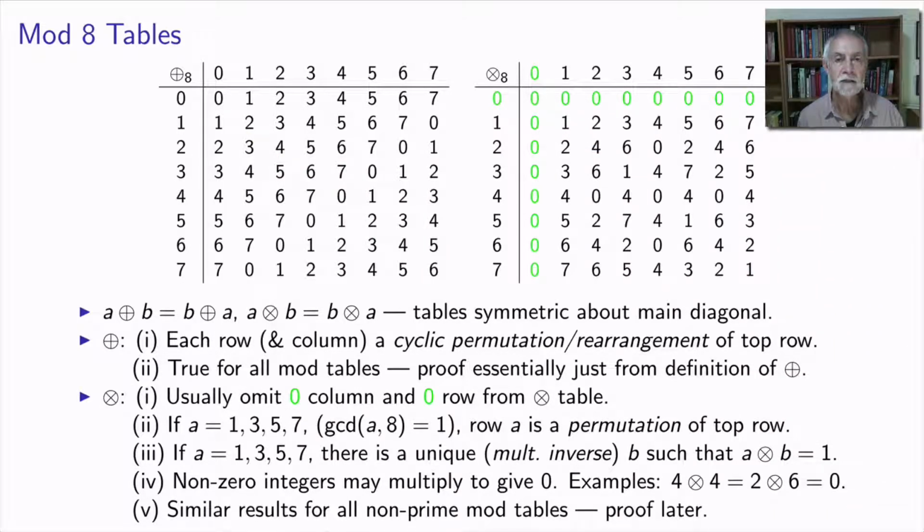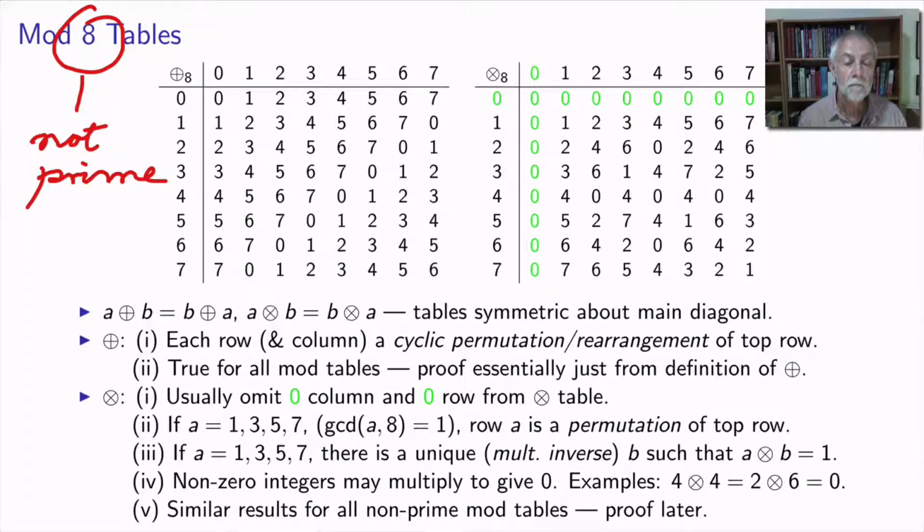Multiplication, however, behaves somewhat differently in the case of mod 8. And the essential difference comes from the fact that 8 is not prime. And as before, we usually omit the row and column of zeros. So now let's look at the various rows, and we see that in the case of 1, 3, 5 and 7, each of these rows is a permutation of this top row here.